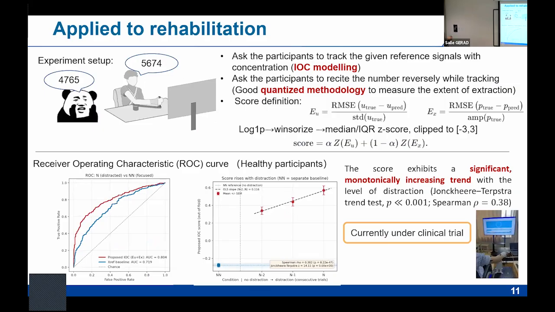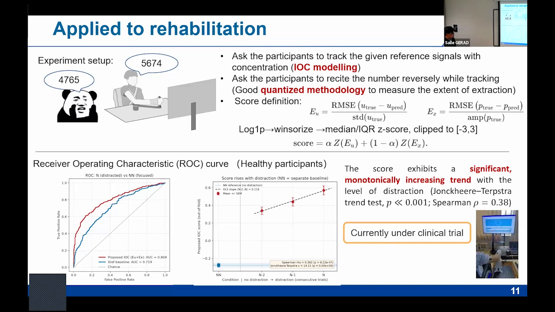But anyway, we apply this to rehabilitation. Thanks for bringing that up, this is also our concern as well. In practice, we didn't do exactly like that. We do apply something, but that's another story. We do a little bit like a Kalman filter and stuff like that.